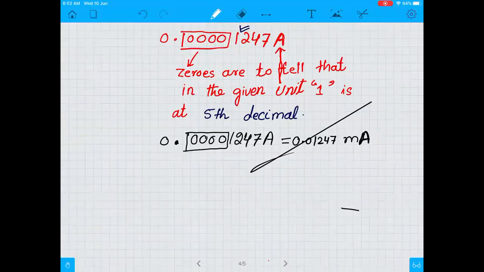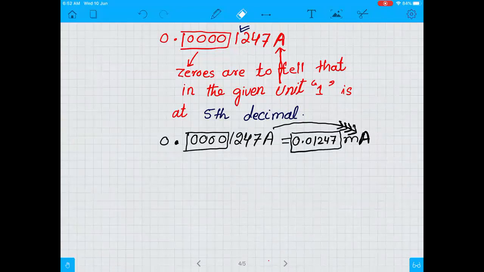Now you see the zeros have been eliminated by converting the unit. So the zeros which are eliminated by converting the unit are never significant. Significant zeros can never be eliminated from a number. They will always be here. Here, when you convert the unit, the zeros have been eliminated, so the zeros are insignificant.